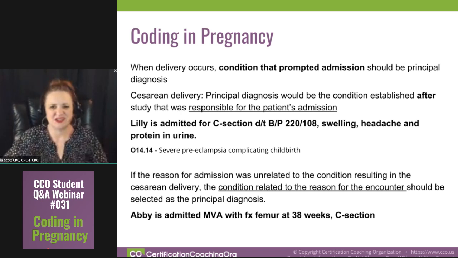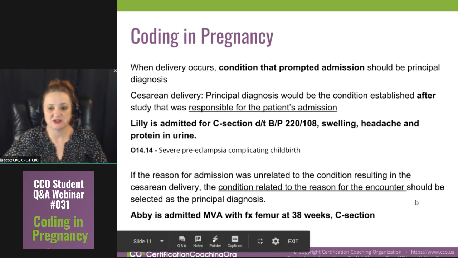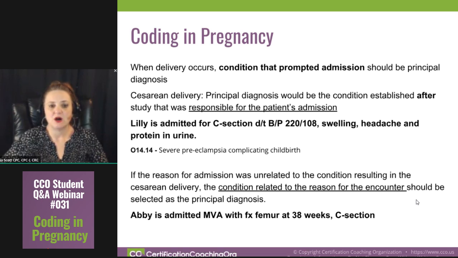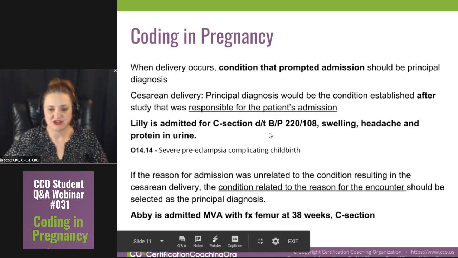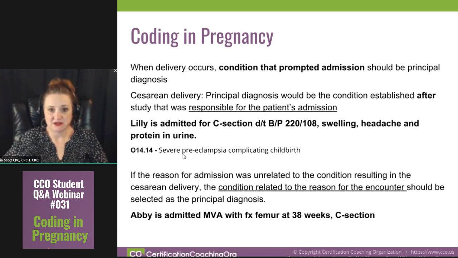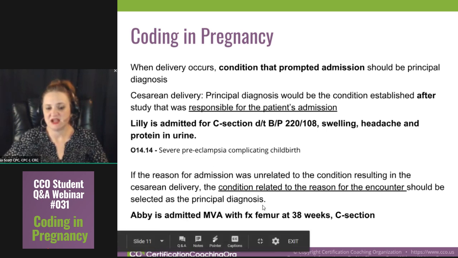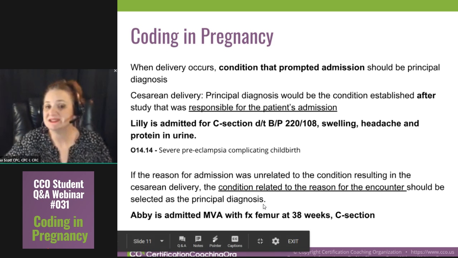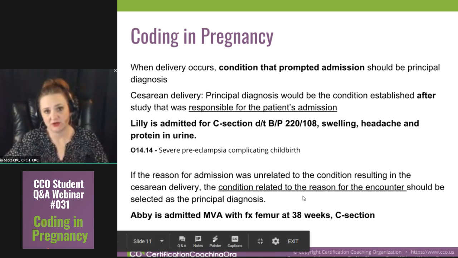So again, you don't want something like that happening. The body goes into shock and overwhelms the baby itself. So on the first reason, you have a C-section. Why? Because of preeclampsia, severe preeclampsia. In the second, I just didn't pull the codes, but you have a motor vehicle accident, which would be a Z code, but the fractured femur would be the reason for that would tell the story.